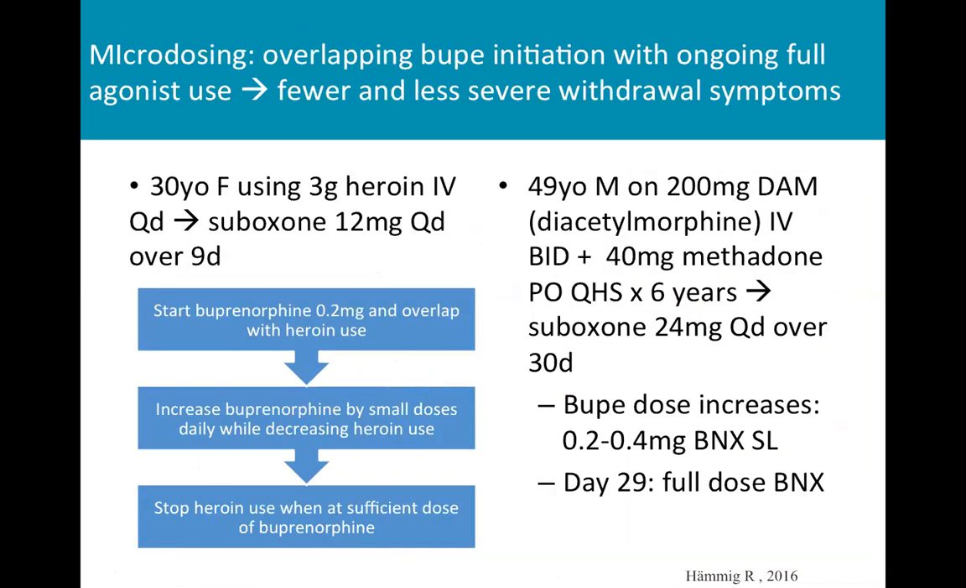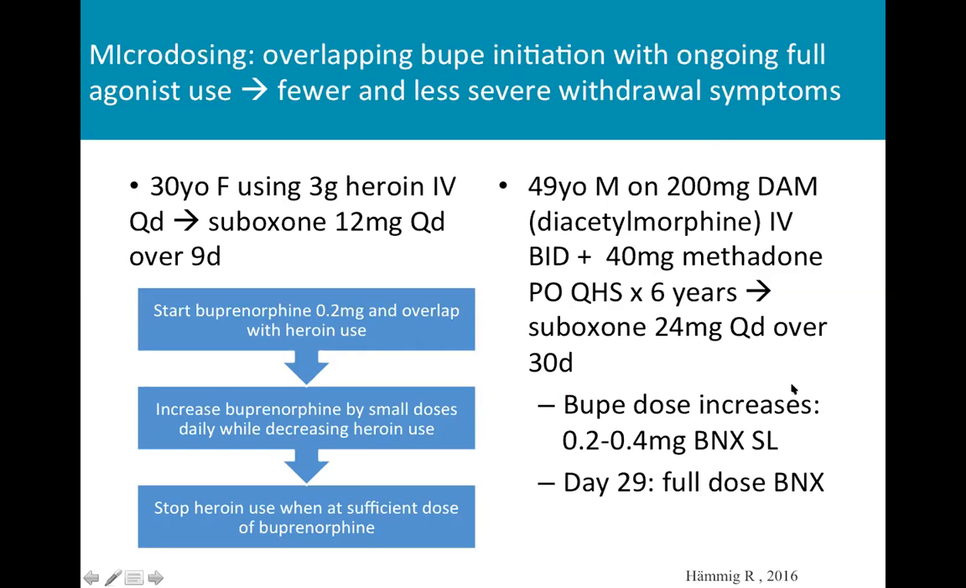Then the same authors in Switzerland published a paper in 2016 that was a proof of concept, where they had two patients that transitioned onto Suboxone using microdosing. The first is a patient who was using 3 grams of IV heroin, and over 9 days, starting with a bup dose of 0.2 milligrams, started at the same time while she was still using heroin. Over the 9 days, there was essentially a cross taper where the bup went up and the heroin use came down.